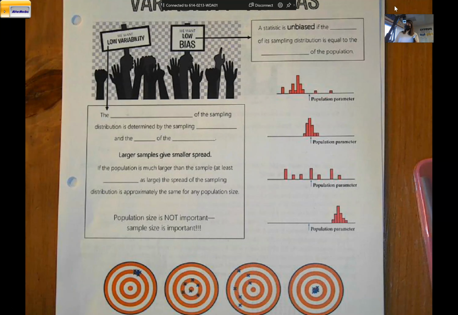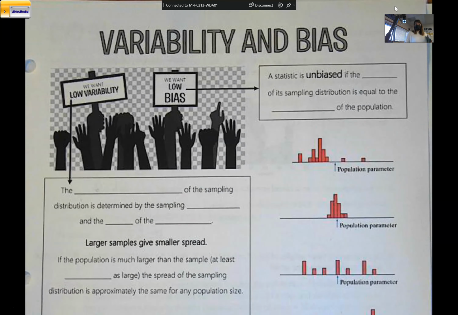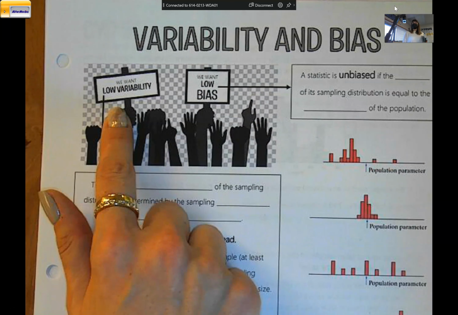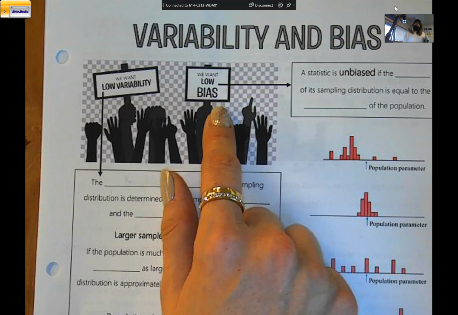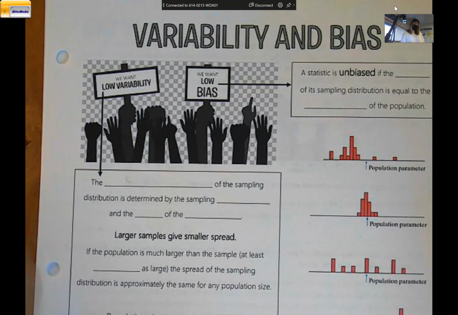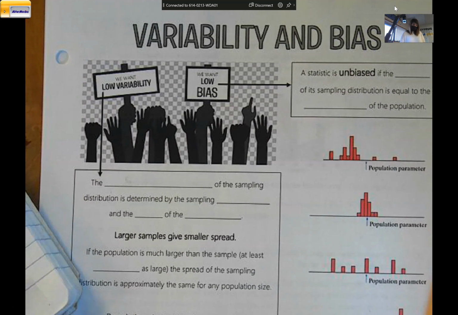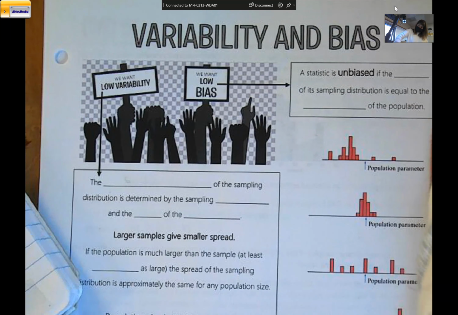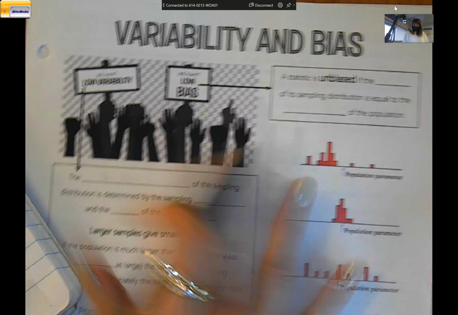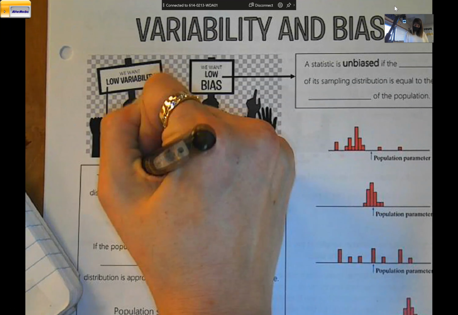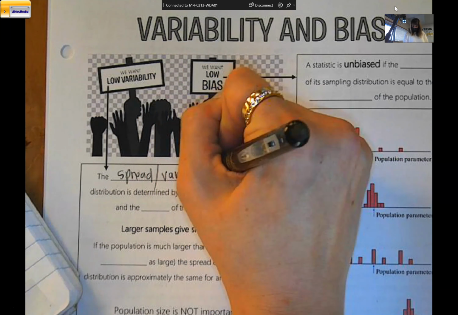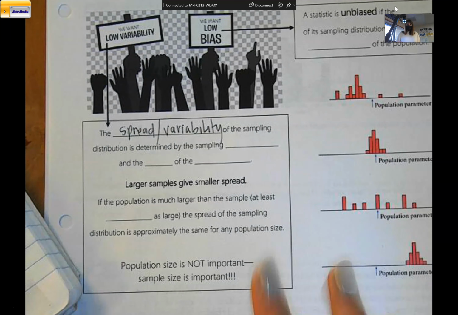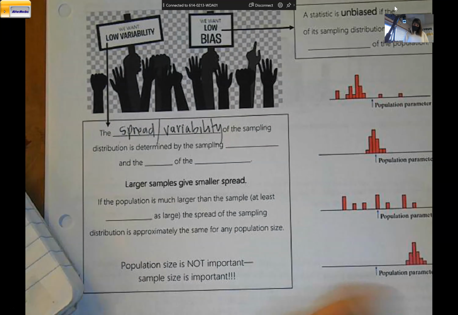In any sample distribution or sample, we want there to be low variability and we want there to be low bias or no bias. So let's start with variability because that's the one that I bet you we feel pretty good about. So the spread, which is the same thing as variability, so I'm going to write both. The spread / variability of the sampling distribution.